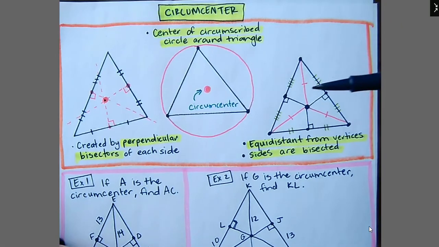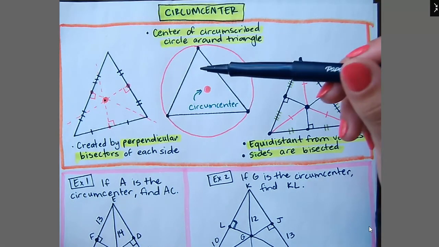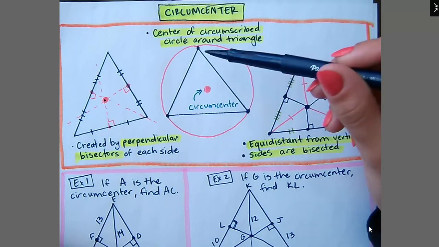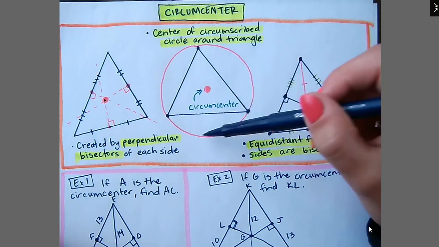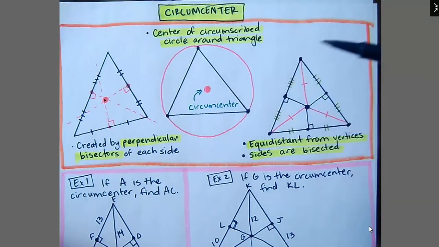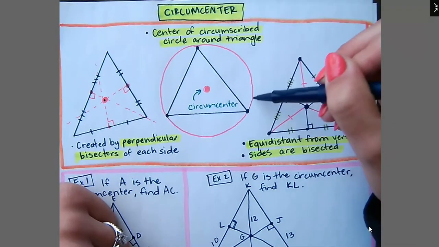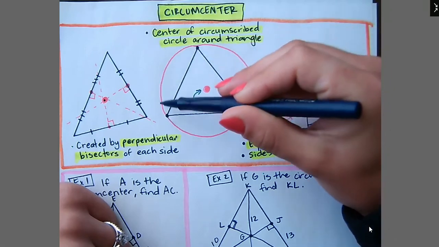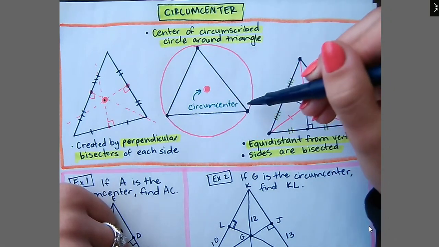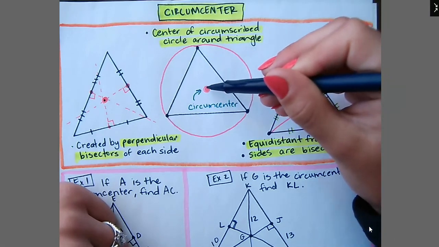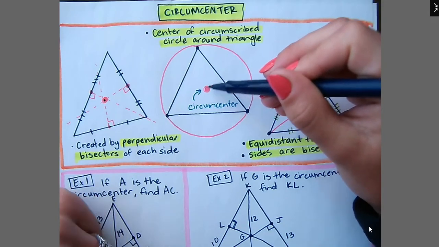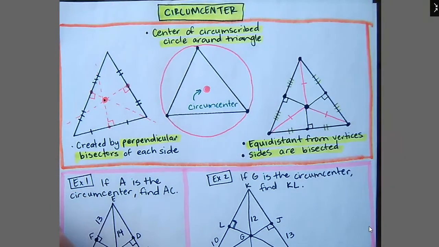Another cool thing about the circumcenter is that it is actually the center of a circle that goes through the vertices of your triangle. So here is the circle that is circumscribed around the triangle. That's what we call it, circumscribed around the triangle. And it's going to be the center of this circle. Okay, so that's what it is for the triangle.